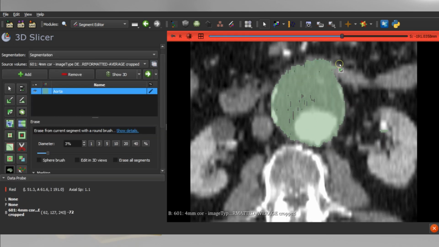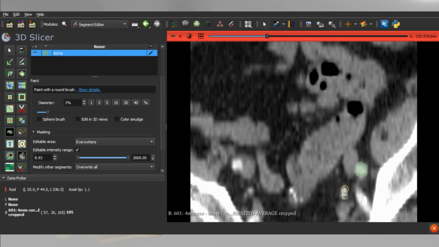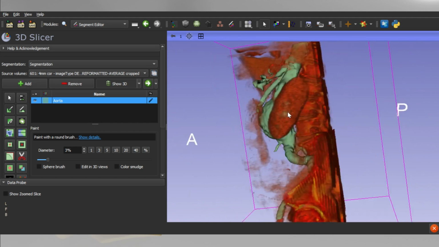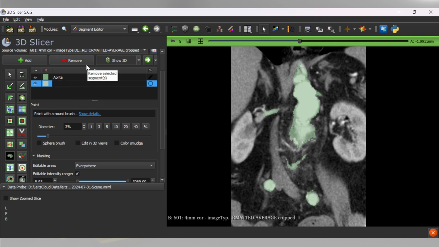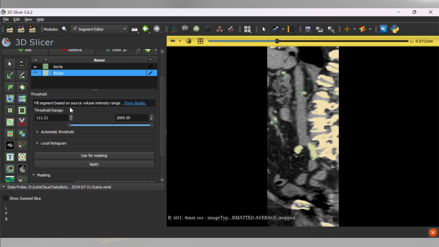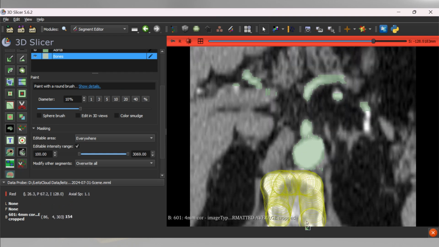By using the coronal and sagittal views of the CT scan, we try to capture as much detail as possible. This iterative method is important to ensure that only relevant areas are highlighted. The segmentation of the aneurysm and the associated vascular structures took around 40 minutes.